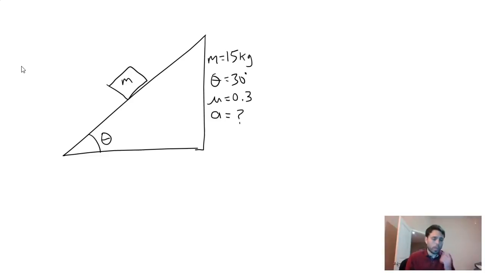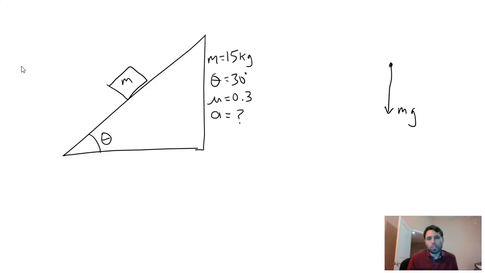No one's going to push it right now. Let's just keep it simple. So no one's pushing it. It's just going to slide down the ramp. So we draw a free body diagram first. It's always the first step. We got to see what our forces are. So here's our weight down, mg.